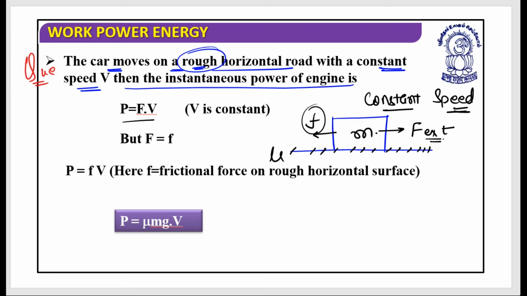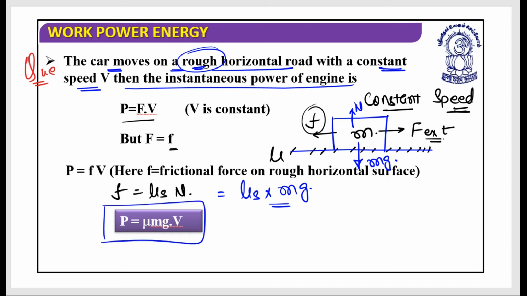So P is equal to Fv, but this external F should be equal to the frictional force. In this situation, friction should be equal to mu s into N, and according to the figure, N is mg, so this is equal to mu s multiplied by mg. This is the force of friction. So the power I should write is mu mg into v. This is the power that I require.